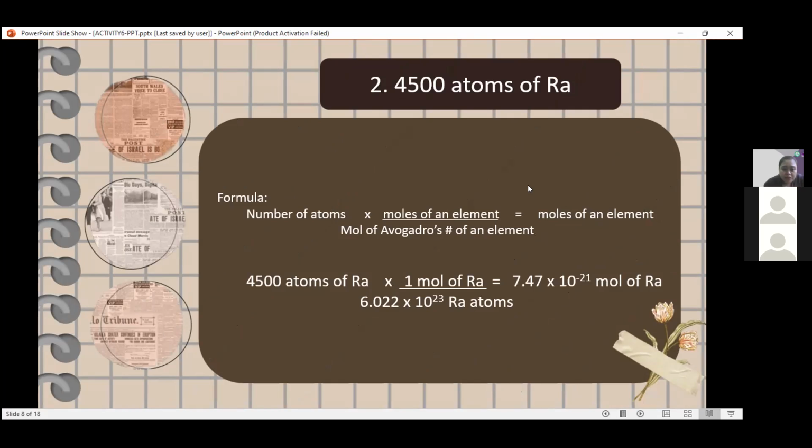The same way of solving. So 4,500 atoms of radium, cancel the atoms, divided by 6.0221 times 10 raised to the power of 23. Okay, this is correct. 7.47 times 10 raised to the power of negative 21 moles. Okay.